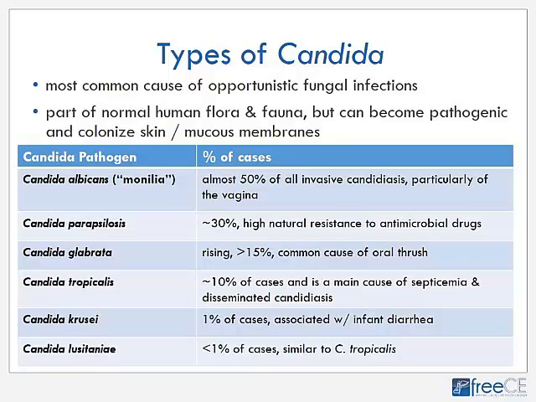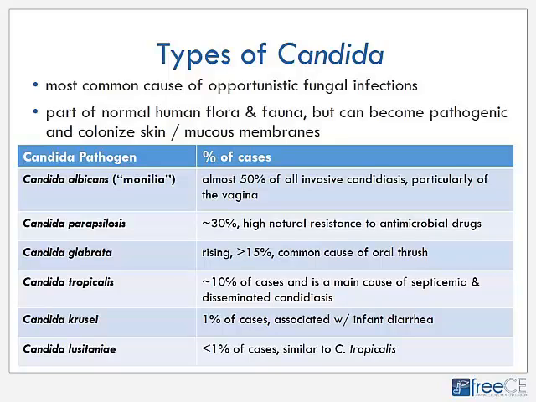Candida glabrata is a species that is rising in terms of incidence, greater than 15% of cases, and it is a very common cause of candidiasis of the mouth, also called oral thrush. Candida tropicalis accounts for about 10% of cases and is a main cause of septicemia and disseminated candidiasis. Candida krusei, relatively rare, about 1% of cases. It's most associated with infant diarrhea.